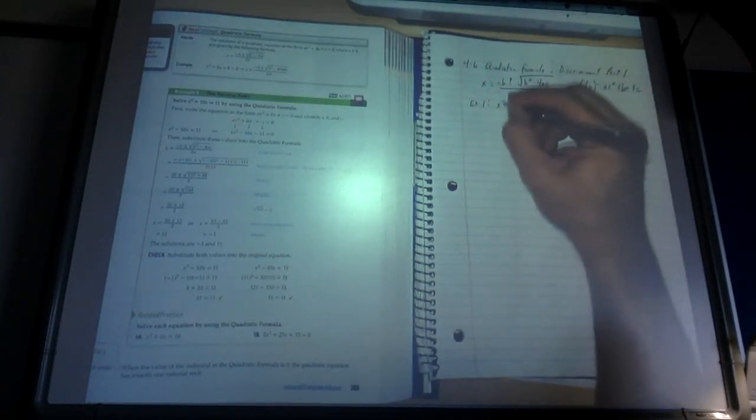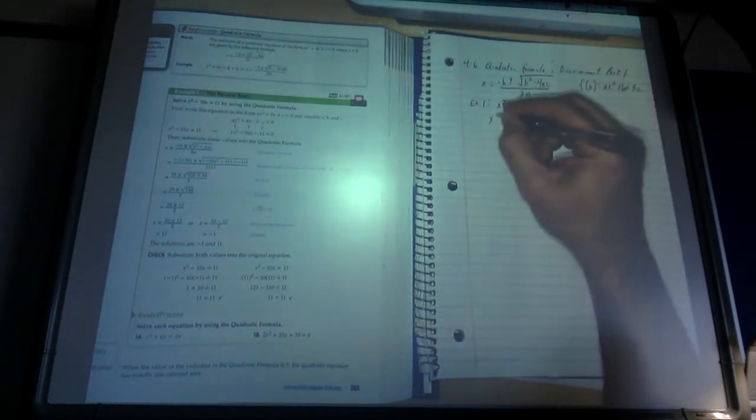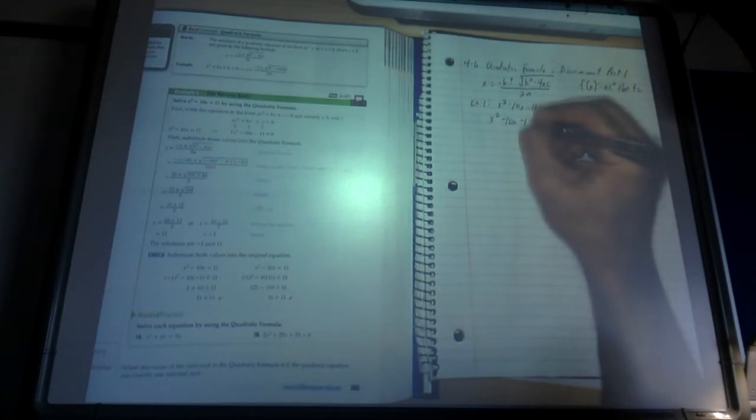And it says this, x squared minus 10x equals 11. They want us to use the quadratic formula to solve this. For this to happen, everything needs to be on the same side of the equal sign. So I'm going to move 11 over. Remember, when 11 goes to the other side of the equal sign, the sign flips. So I'm going to be right here, x squared minus 10x minus 11 equals 0.